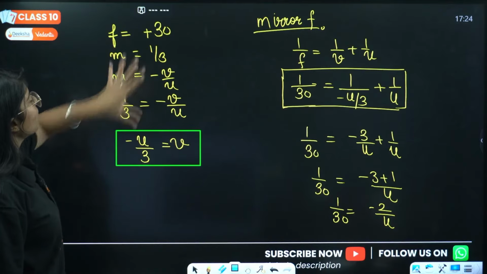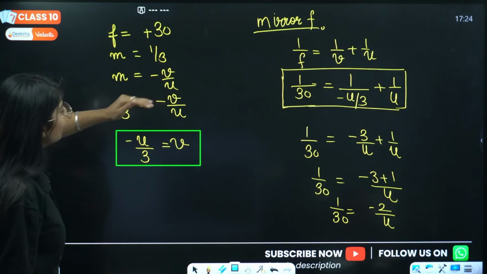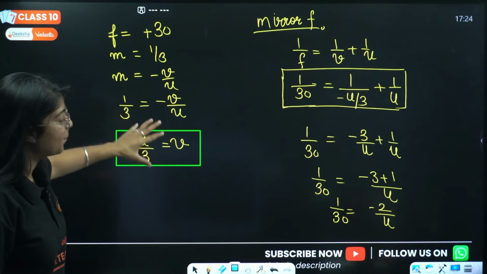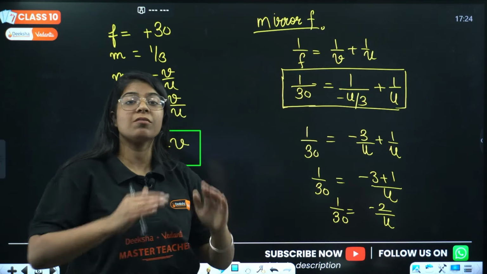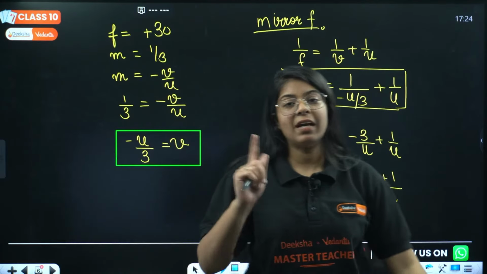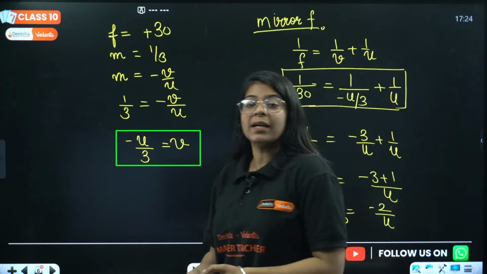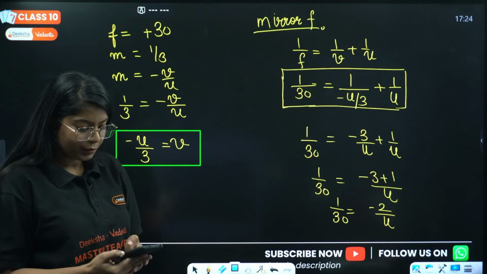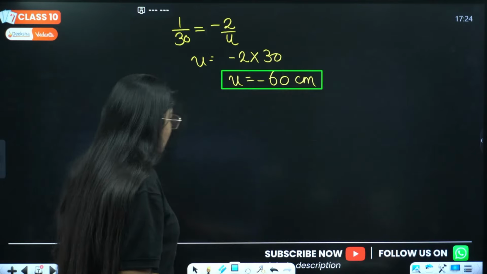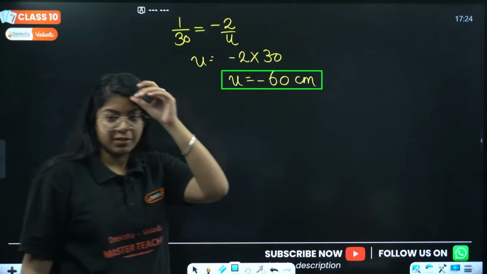So we took the magnification, we take the values in the form of v and we put that in the form here. Now we got an equation where we have just one variable, that is u, and we can easily find the value of u, that is minus 60 centimeter.